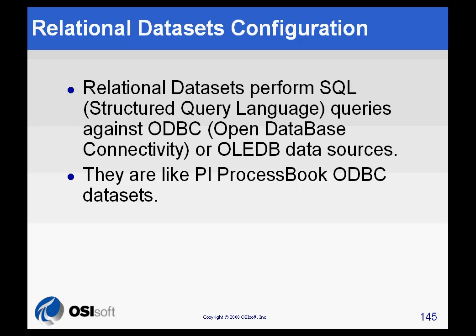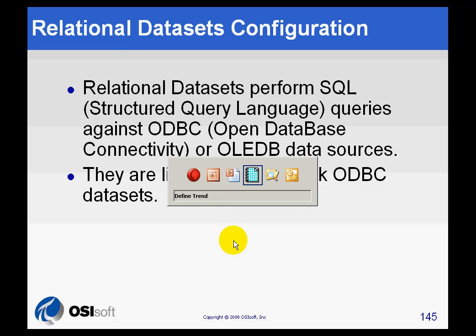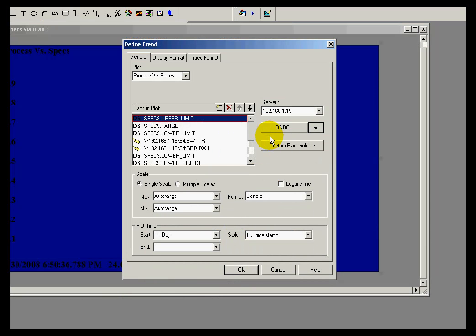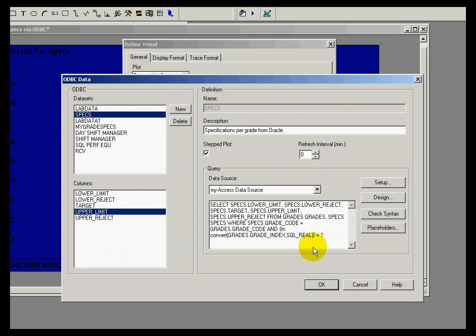The relational data set is actually going to perform a SQL query. SQL stands for Structured Query Language. It's basically a standard for talking to relational databases. Now, if you're familiar with our PI ProcessBook ODBC datasets, you'll notice these are very similar to that. Let me switch over to ProcessBook and show you. Within a ProcessBook trend, you can specify, instead of a PI tag, a data set. And that data set can be, among other things, an ODBC retrieval.